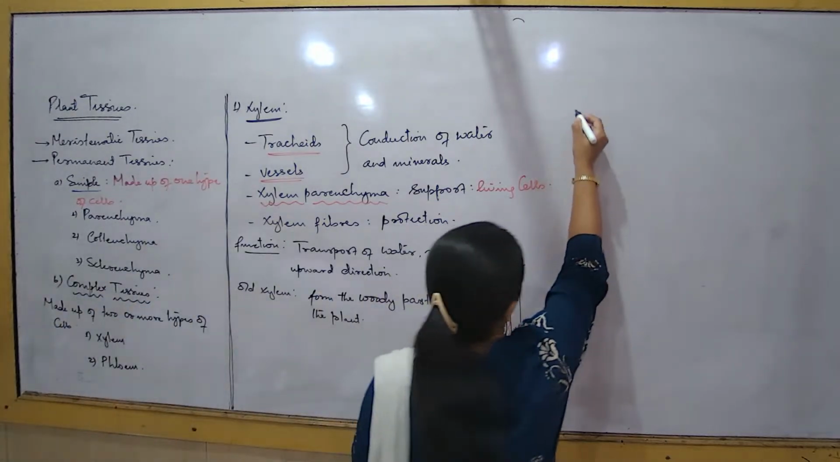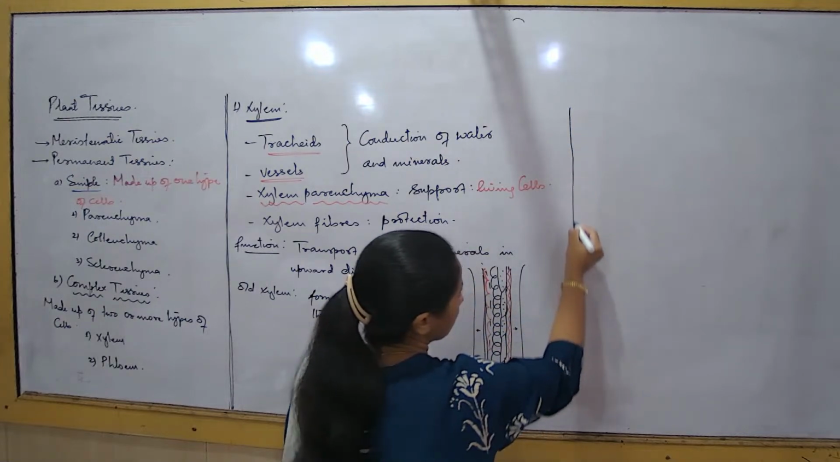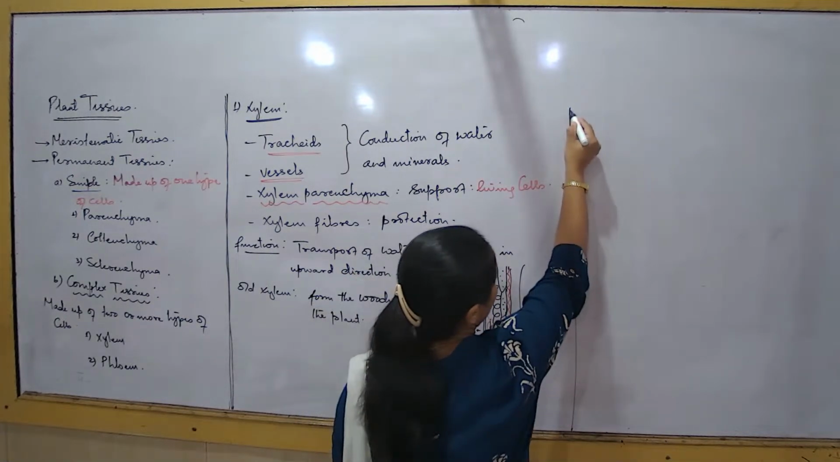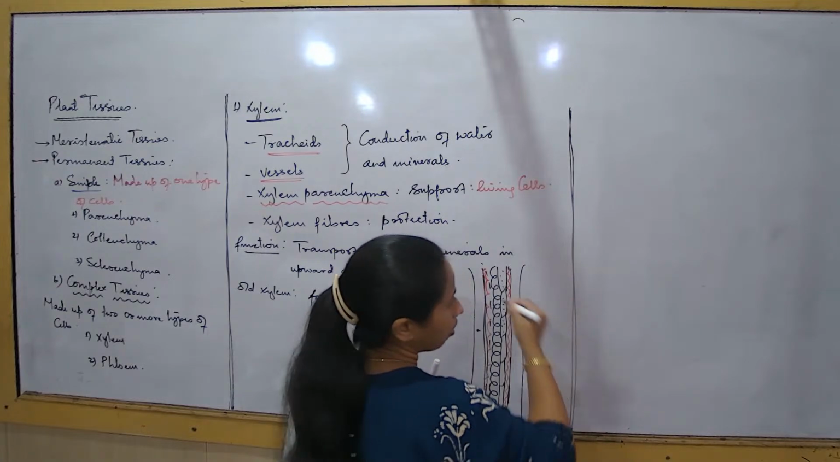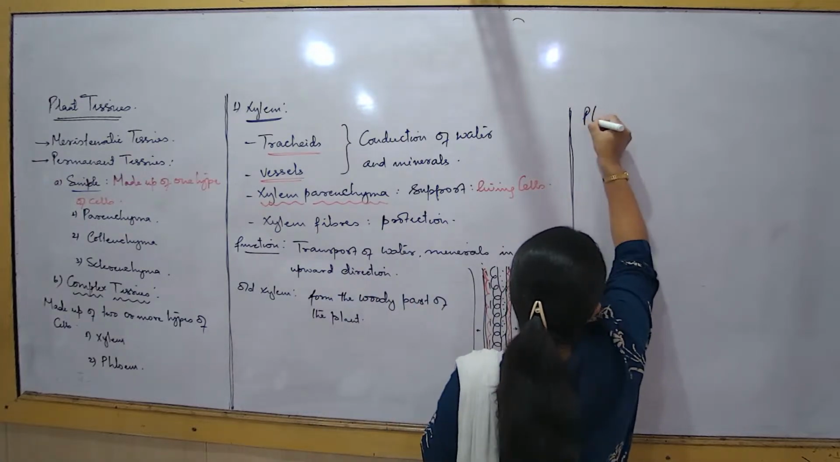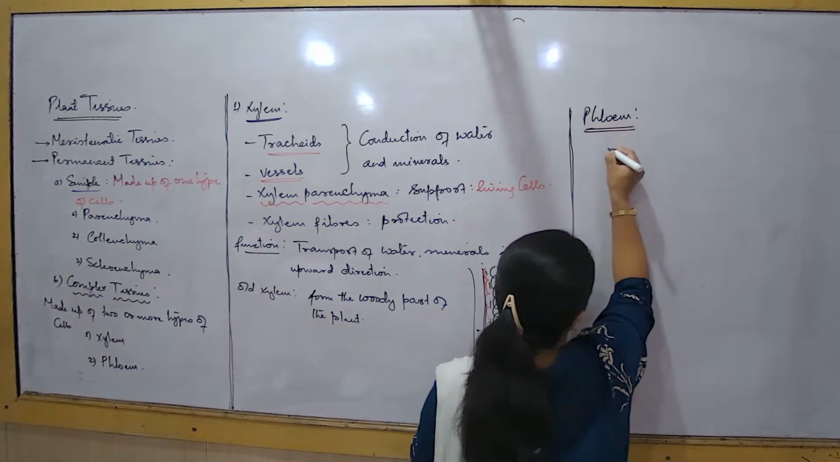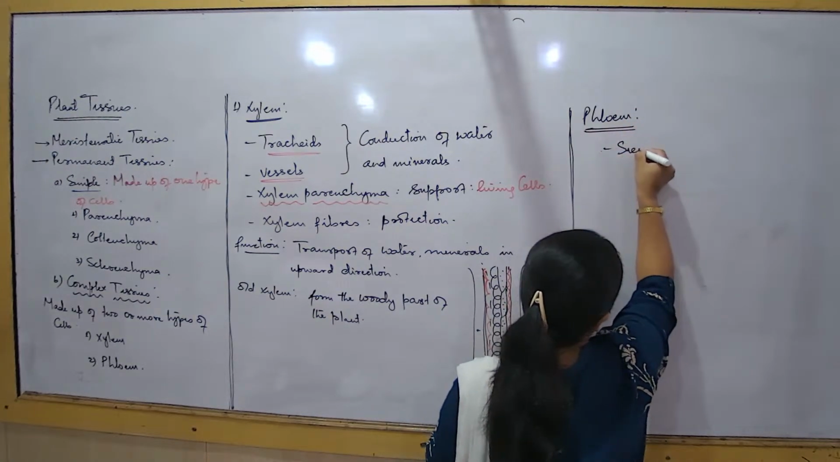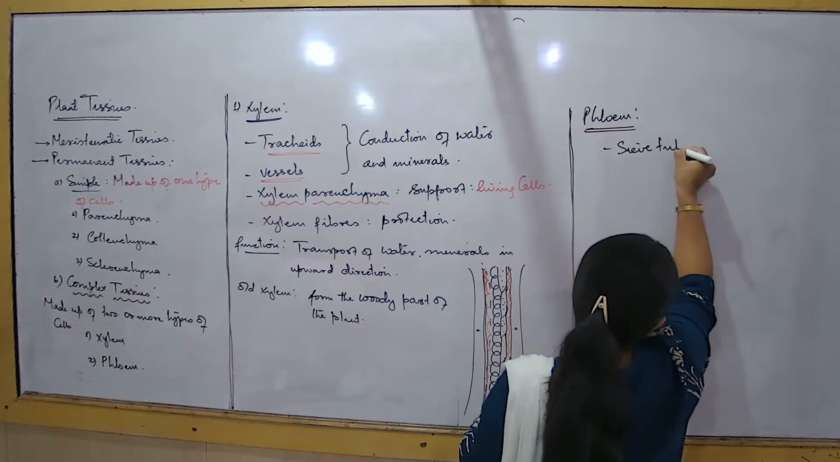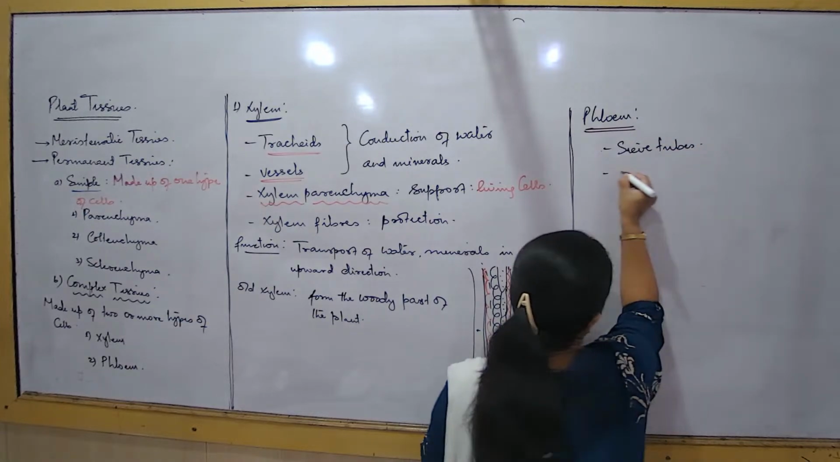We talk about the phloem parallelly, to try to understand some of the similarities and differences. So now I talk about the phloem, another type of complex permanent tissue. What are they made up of? They are made up of cells known as sieve tubes.